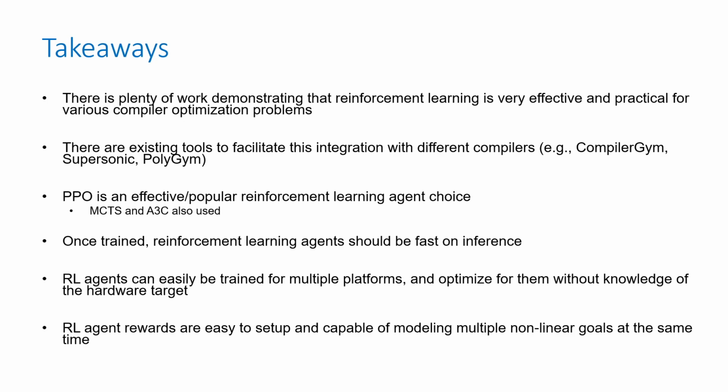The reinforcement learning agents, once they are trained, they are fast. They should be fast on inference. Also, we saw that reinforcement learning agents are efficient in sampling. They wisely choose the samples compared to alternative methods, so they tend to converge faster on training. Reinforcement learning agents also are portable. You can easily train them for multiple targets and optimize for those hardware targets, without knowledge of the actual hardware target. And also the reinforcement learning agent rewards are easy to set up, and they're capable of modeling multiple nonlinear goals at the same time.